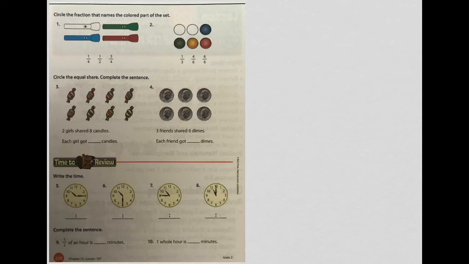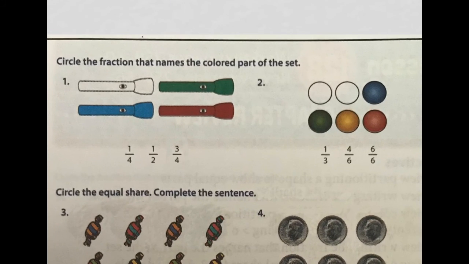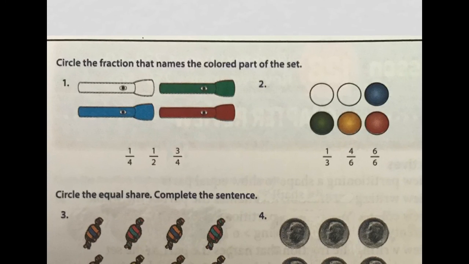Okay, so let's take a look at the back page. This is the page you'll be doing yourself. You're going to do it just like you do in the front. The only thing is they have the fractions written for you for numbers 1 and 2. So let's take a look at numbers 1 and 2. It says, circle the fraction that names the colored part of the set. So you're going to look at how many there are total. That will be your bottom number.